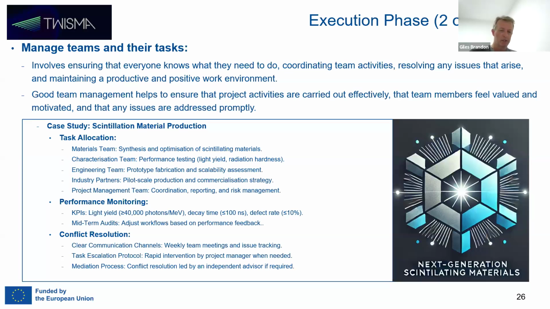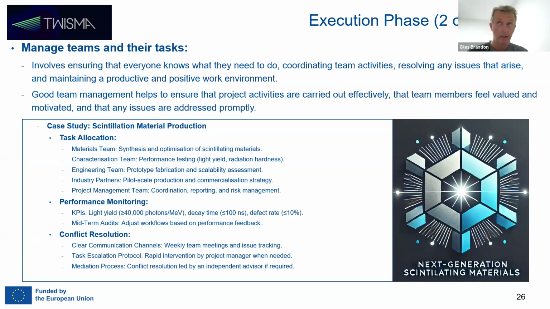These projects have a hierarchy: team members, managers, coordinators, and so forth. They should be communicating on a regular basis. In an ideal world, this will be through weekly team meetings. So any issues that may be cropping up in the project get tracked and identified early on, thus hopefully avoiding any kind of escalation. But in the case where there is conflict, things are escalating, then there needs to be some kind of protocol in place.